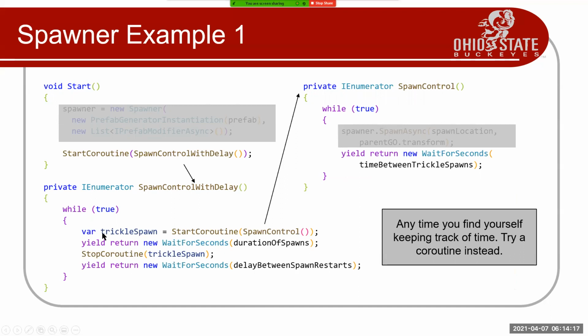The one point I didn't make here was I kept track of this trickle spawn. Okay, and that's what allowed me to do stop coroutine. So up here, I didn't care. I didn't keep track of spawn control with delay. This one, once the game's over, assuming it would just stop everything. But I could also keep track of it, and if I wanted to do a nice stop, I could stop. Or if I needed to stop for some other reason, you just need to keep track of this coroutine that started, and then you can call stop on it.